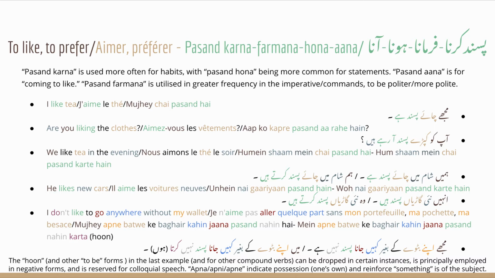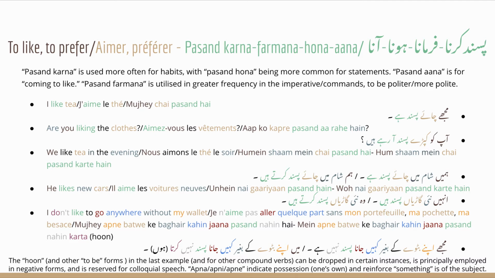So as I mentioned at the bottom, hoon and other to-be forms, such as in the last example, and for other compound verbs, can be dropped in certain instances, and they're principally employed in negative forms and are reserved for colloquial speech. I've said this, but sometimes even in formal situations, when it's in negative form, the last thing is dropped. But in general, in formal situations, it's not dropped. I just said it's optional because it is commonly dropped.